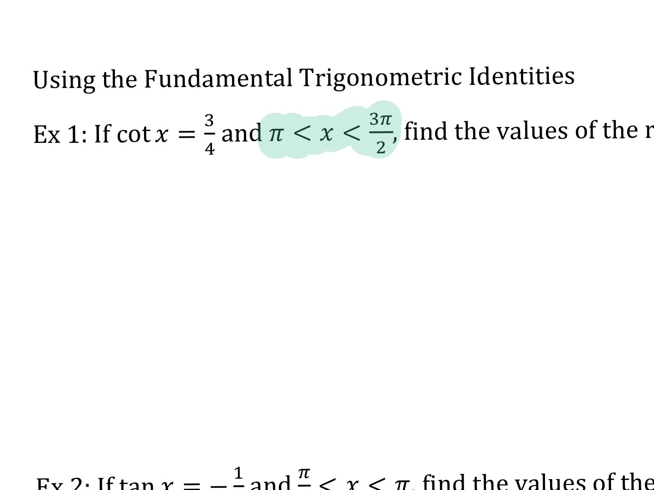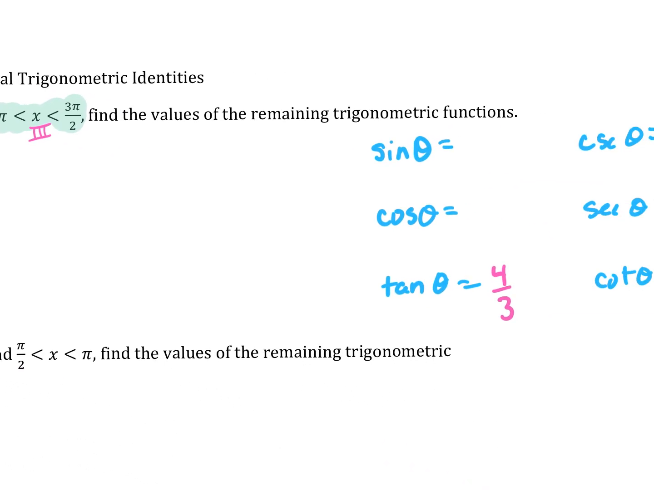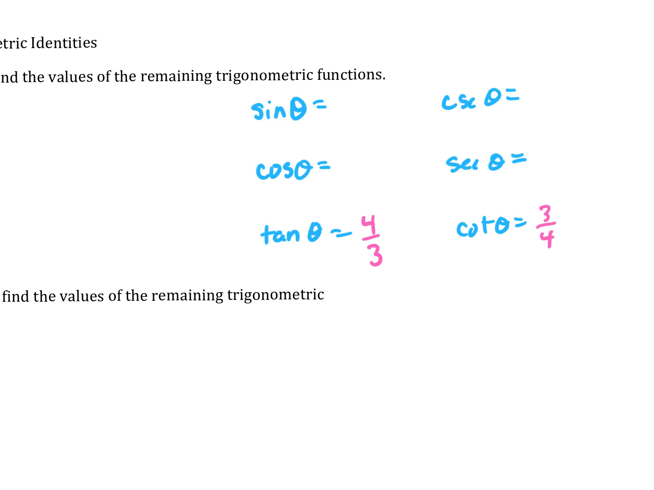Jacob, what quadrant is that? From pi to 3 pi over 2? 3. We are in quadrant 3, so we need to think about what we know about quadrant 3 and what the signs are. Tangent, we know, is positive along with cotangent, and that means all of these are negative. For me personally, I like to put those signs in there right away so that I do not forget to deal with those, because it's very easy to forget to deal with your positive and negative signs. So for me, I like to deal with that from the get-go.